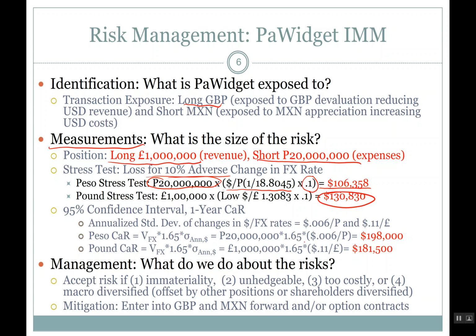However, let's calculate the cash flow at risk for both currencies. 20 million pesos times 1.65, that's the Z value for a 95% confidence interval, times the exchange rate volatility, the standard deviation. So the number is now $198,000 for the peso. What they say is the firm is 95% confident losses will not exceed $198,000 for changes in the peso. £1 million times 1.65 times the standard deviation of the pound. They're 95% confident losses will not exceed $181,000 for the pound.